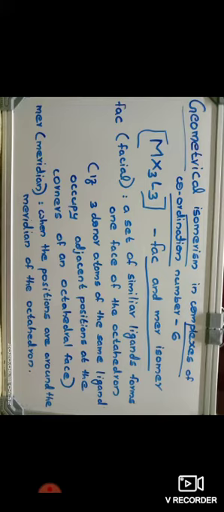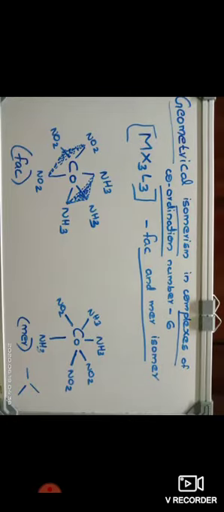FAC means facial. A set of similar ligands form one face of an octahedron, if 3 donor atoms of the same ligand occupy adjacent positions at the corner of the octahedral face. It is the FAC isomer. MER, or meridian: when the positions are around the meridian of the octahedron, it will form the MER isomer. You can see FAC and MER drawn here.